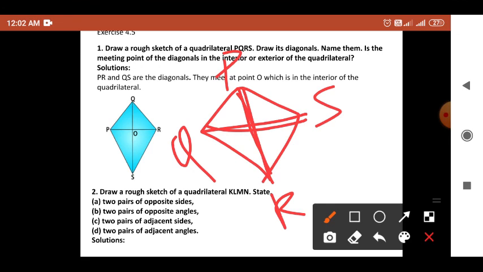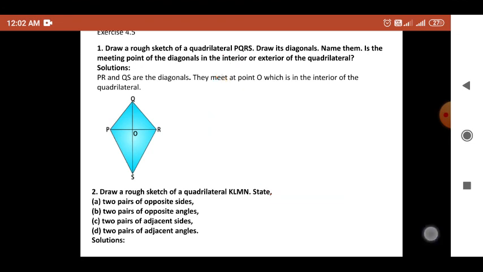Is the meeting point of the diagonals in the interior or exterior? It is obviously interior, right? Here PR and QS are the diagonals. They meet at point O. It is in the interior of the quadrilateral.